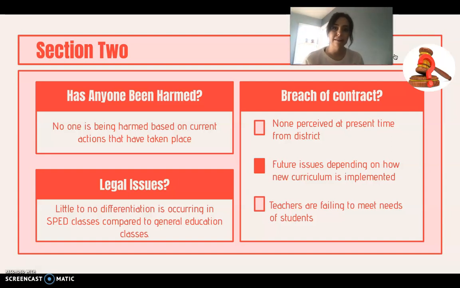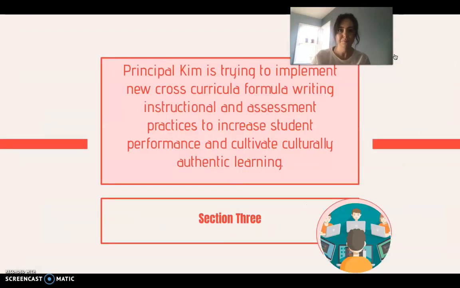And then along the lines of that, looking at the breach of contract towards the teachers, again, none at the present time, but future issues could arise. And again, going back to the differentiation, if teachers are failing to meet students' needs, this may be something that their contract may be terminated because of.